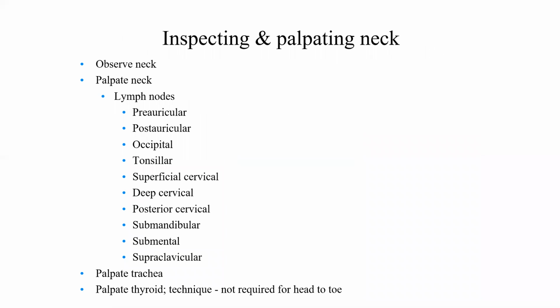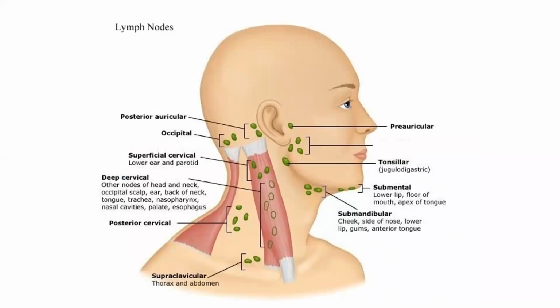And then our neck, so just being aware of where all the different lymph nodes are, and palpating our trachea and thyroid. Again, we're not doing that for the head to toe, but just reflecting back and knowing the difference between symptoms of hyper and hypothyroidism. A nice picture of the lymph nodes.